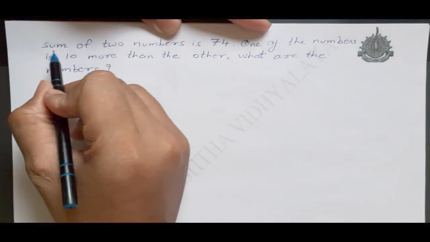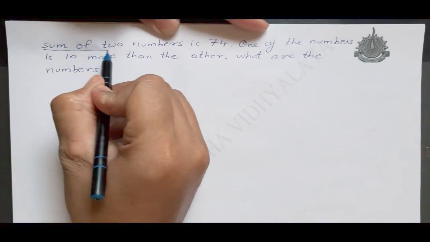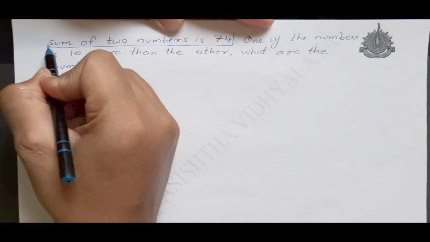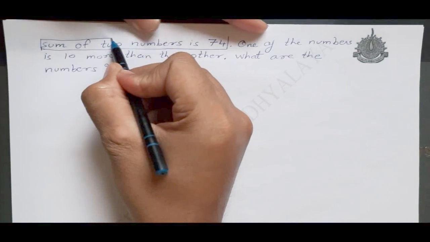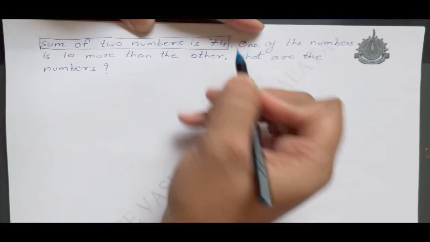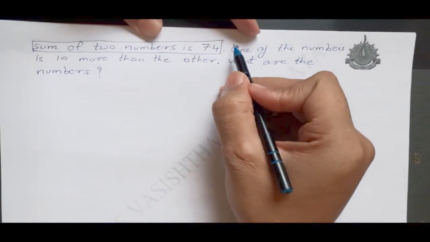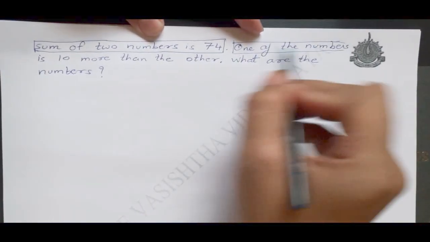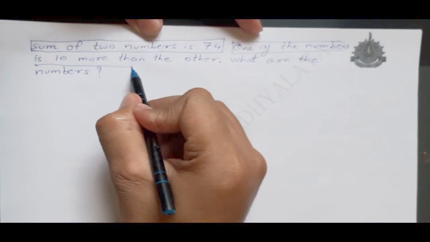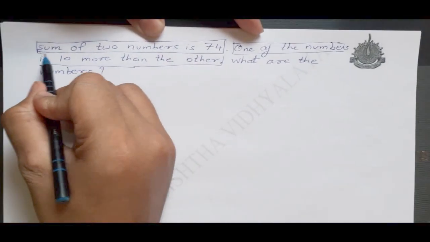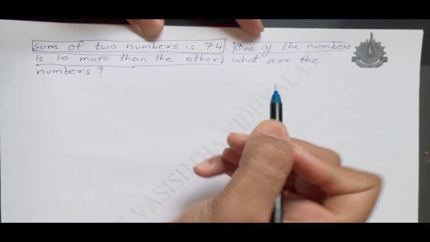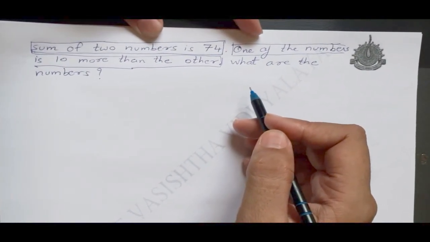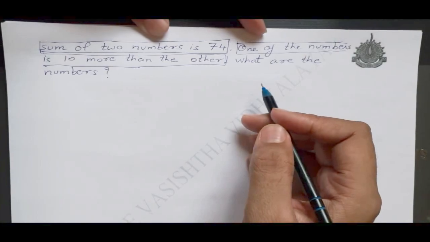The first condition is this: sum of two numbers is 74. This is our first condition. And the second condition is one of the numbers is 10 more than the other. Now this is our second condition. You can see here, we already know from class 7 how to proceed.